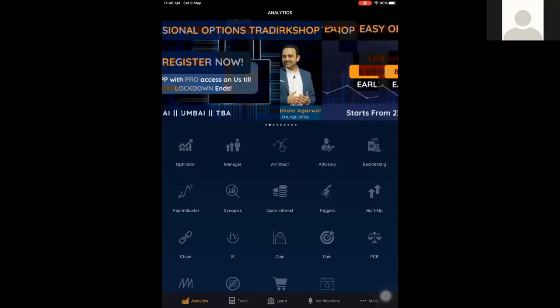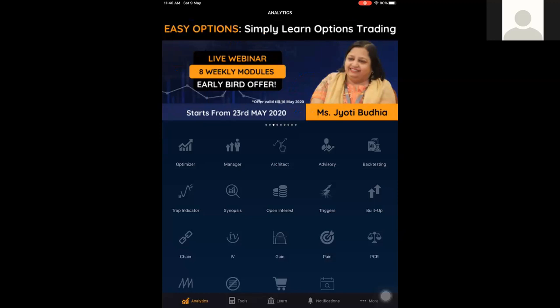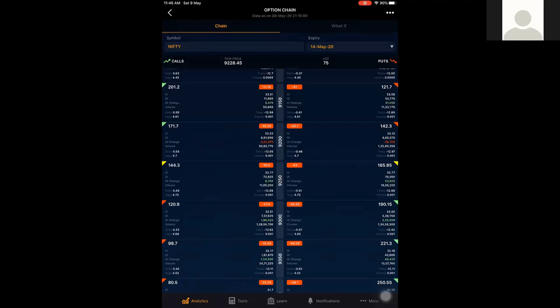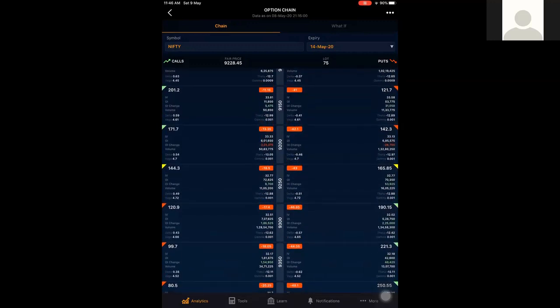Now we'll take up the option chain. When we go to the chain, we have the basic chain seen in the web application. So we already have the web application having the option chain. What does the chain tell you? It gives you the complete snapshot data in one go. It gives you the Greeks, IV, change in premium, change in open interest, volume, everything in one go.